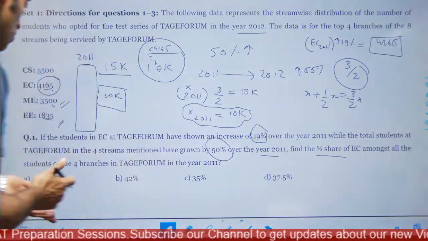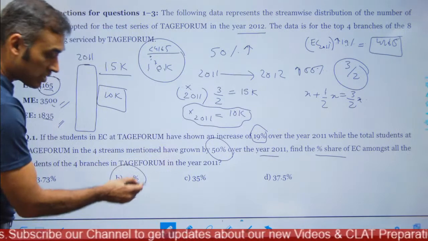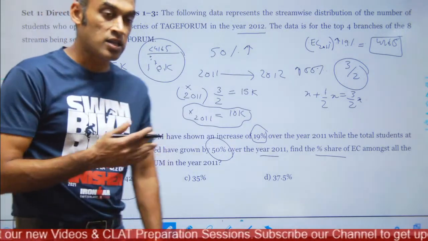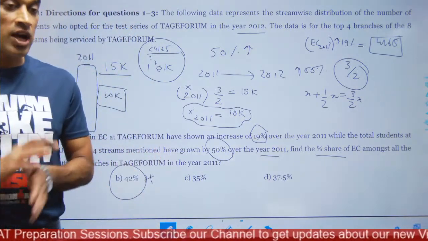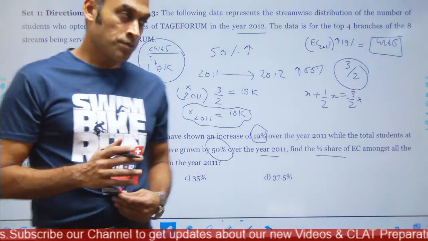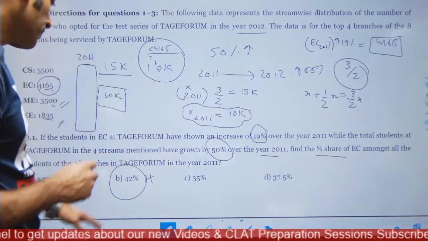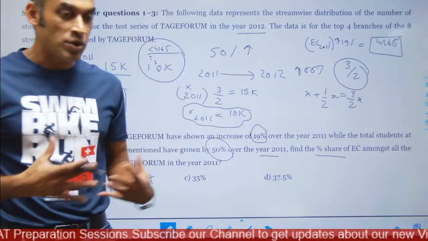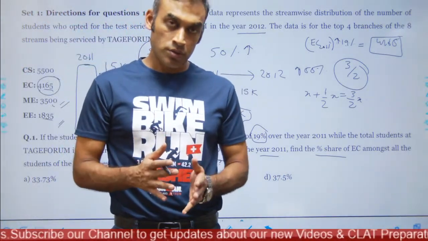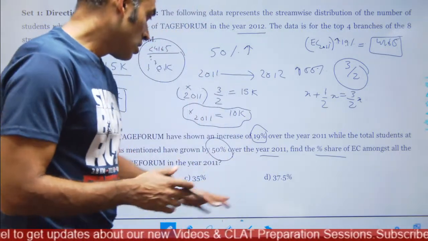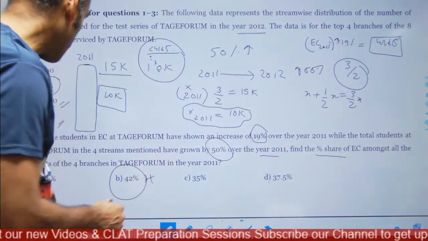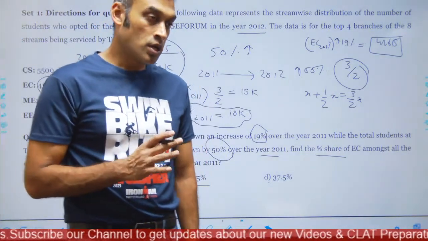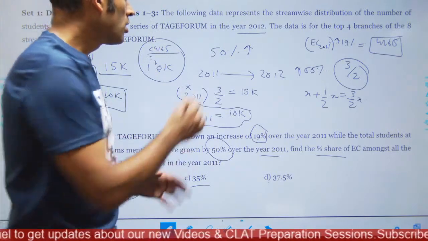So can we eliminate some option? Yes, we can. 42% is out, because 4165 divided by 10,000 is 41.65. So the answer can never be 42%. Right? Now, we have to look for these three options. Whenever a situation is like this, you take the middle option. The options are 37.5, 35 and 33.73. Take the middle option. If I take 35%, what is 35% of 10,000? That's 3,500.